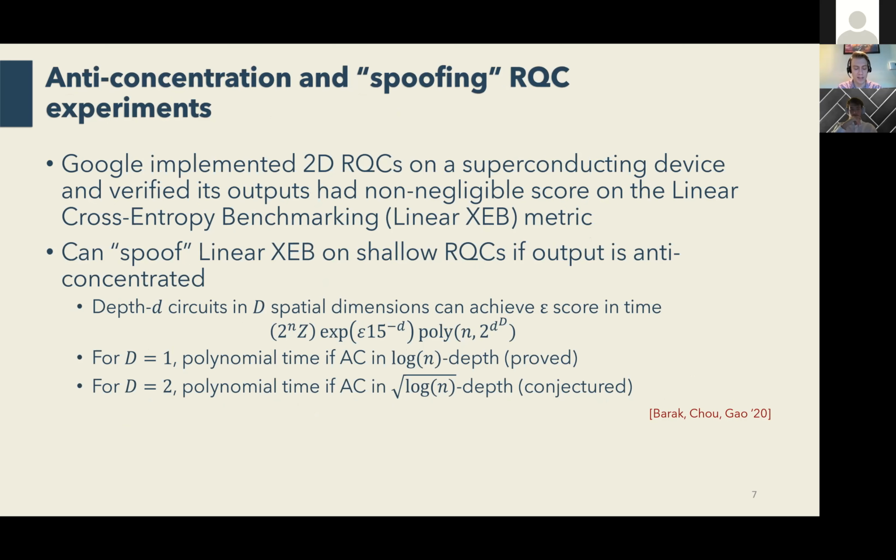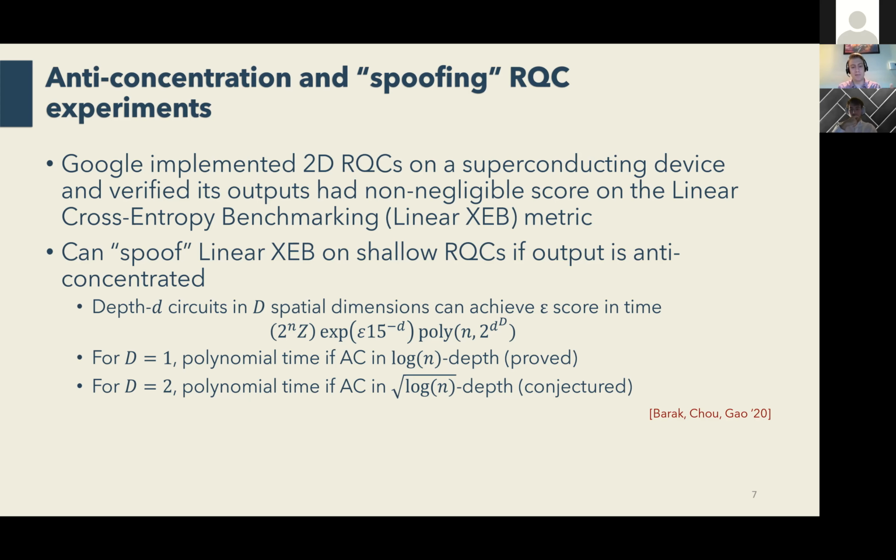Okay, so another example of where anti-concentration has arisen recently was in a paper last year by Barak, Chou, and Gao. And they studied the quantum circuits that Google had been using to try to demonstrate quantum supremacy, these 2D random quantum circuits. And in particular, Google had proposed a benchmarking metric called the linear cross-entropy benchmarking metric for these circuits. And the Barak, Chou, Gao paper attempted to develop an algorithm that could score well on the metric despite not actually simulating the circuits. So they gave this algorithm, and they showed that it could achieve an epsilon score on this metric in a certain amount of time.